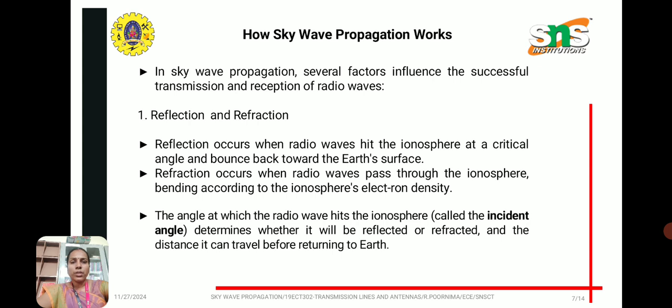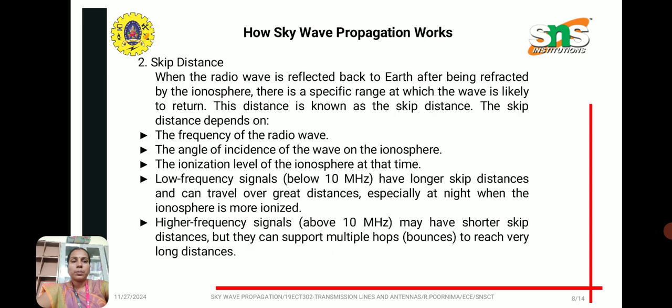So how does skywave propagation work? Several factors influence the transmission and reception of radio waves. First is reflection and refraction. Reflection occurs when radio waves hit the ionosphere at a critical angle and bounce back towards the Earth's surface. Refraction occurs when radio waves pass through the ionosphere, bending according to the ionosphere's electron density. The angle at which the radio waves hit the ionosphere, called the incident angle, determines whether the wave will be reflected or refracted, and the distance it can travel before returning to the Earth.